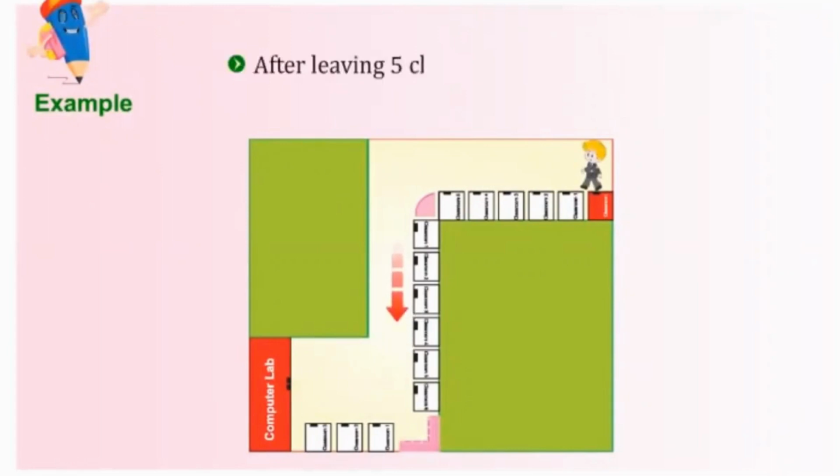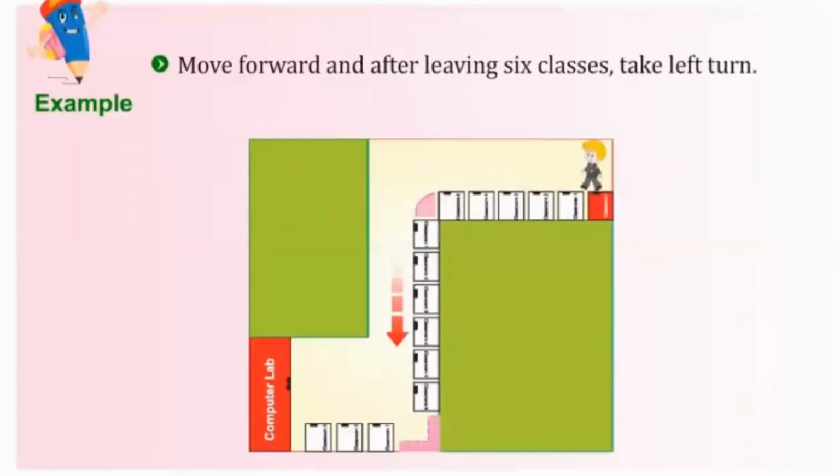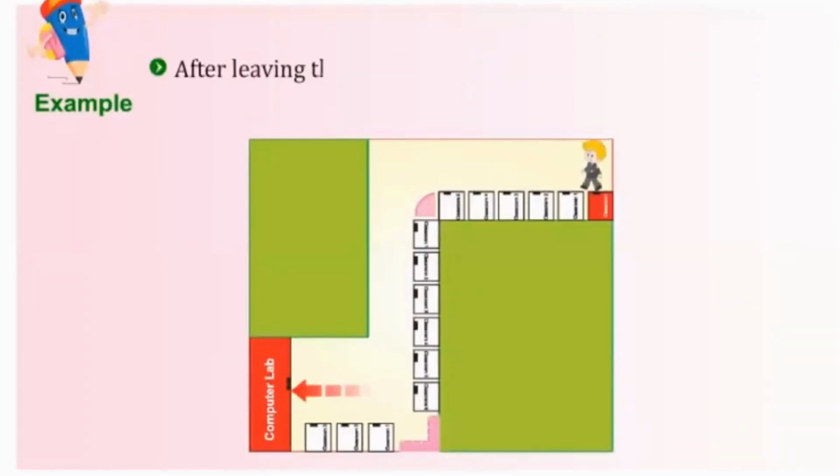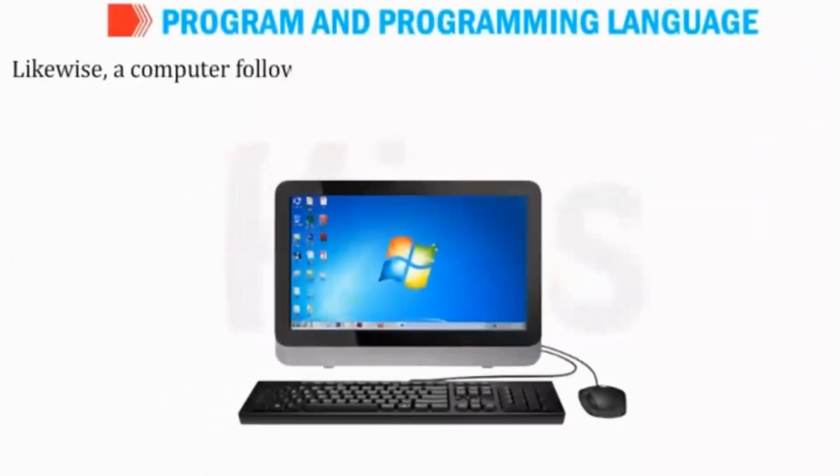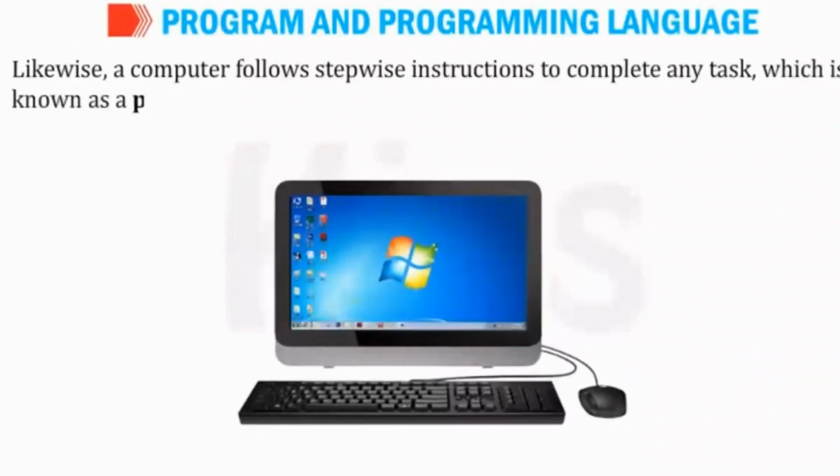Number 2, after leaving 5 classes, take a right turn. Number 3, move forward, and after leaving 6 classes, take a left turn. Number 5, after leaving 3 classes, you will reach the computer lab. So, a computer follows step-wise instructions to complete any task, which is known as a program.